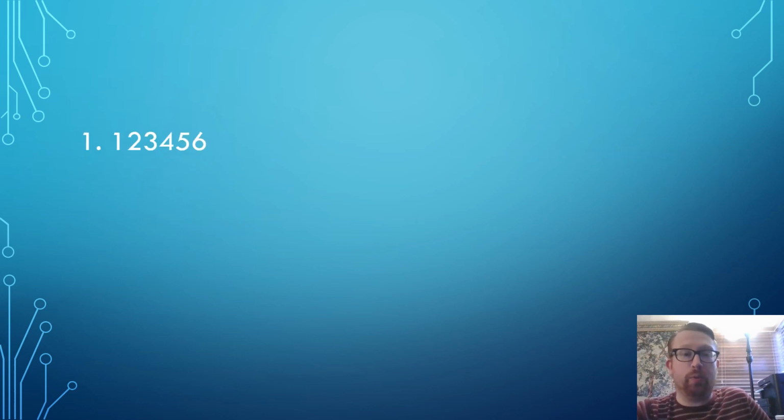Number 1, 123456. That one shouldn't be used because it's all of the numbers in order from 1 to 6. This next one is password, and I know this one might be a little bit surprising, but sometimes people just set this one to be funny or because they can't think of anything else.